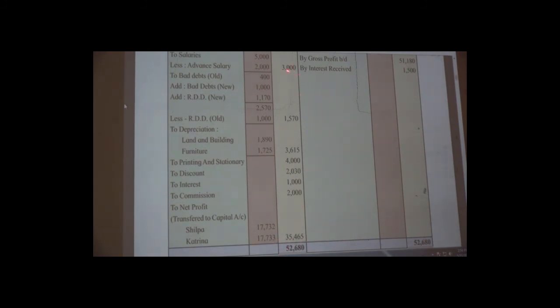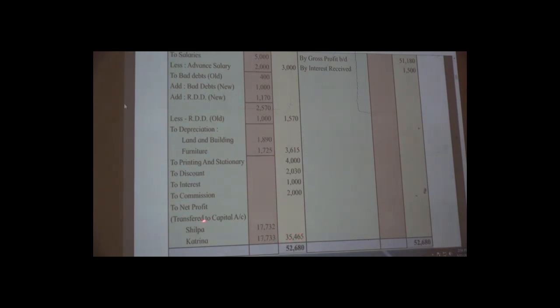Now deduct the total of debit side of profit and loss account from this amount, that is 52,680. After deduction the amount you will get, that is the amount 35,465. This amount is our net profit. Yes, this is our net profit. Why? Because it is the excess of our indirect incomes over our indirect expenses. Okay, so the 35,465 is our net profit.